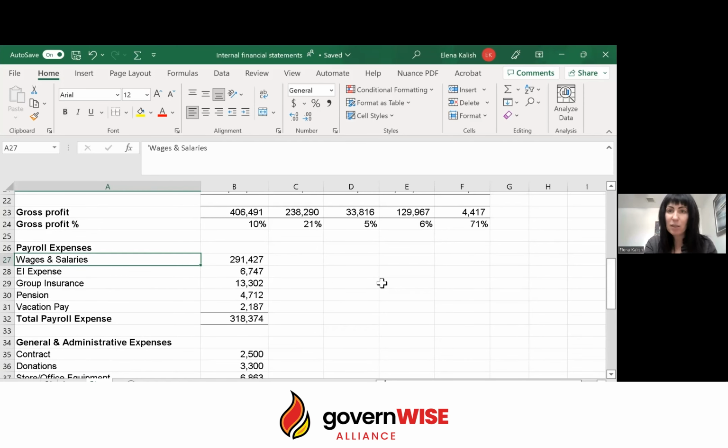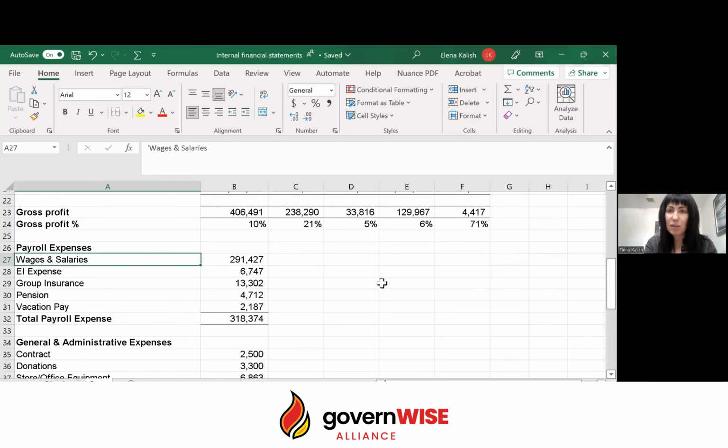And then you'll see here that for grocery, my gross profit is 21%. So that's a pretty profitable line, right? Then for tobacco, it's only 5%. And for gas, it's only 6%. So you can see that gas and tobacco really don't generate much profit.